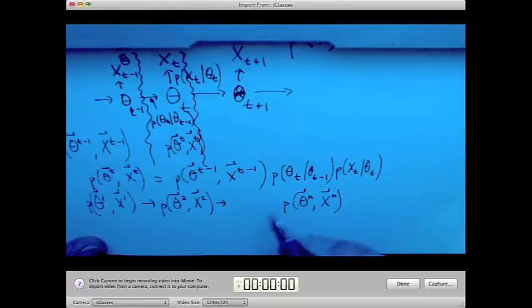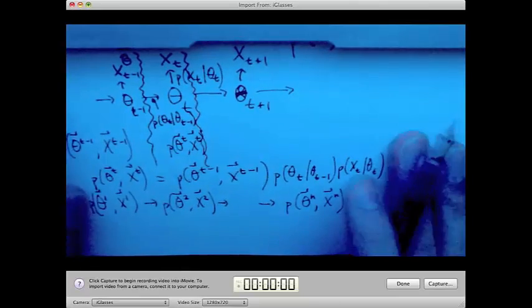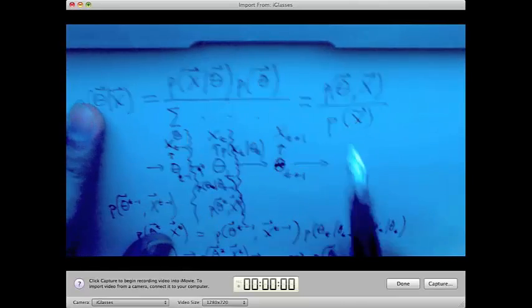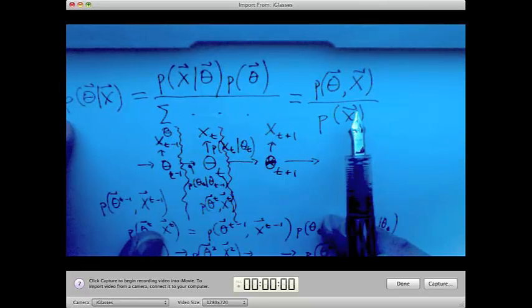So the first good thing to notice is that this last thing that we just got, what is that? That's the numerator of the posterior probability that we were trying to calculate. So we're halfway done. Actually, we're more than halfway done because the last part is trivial.